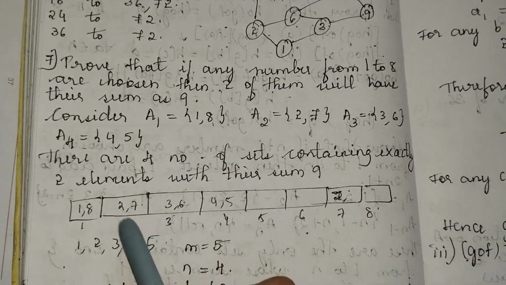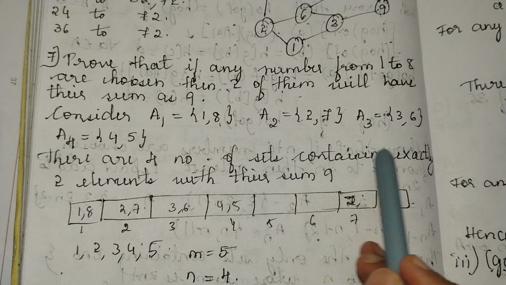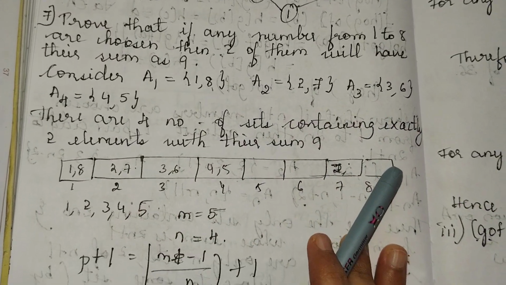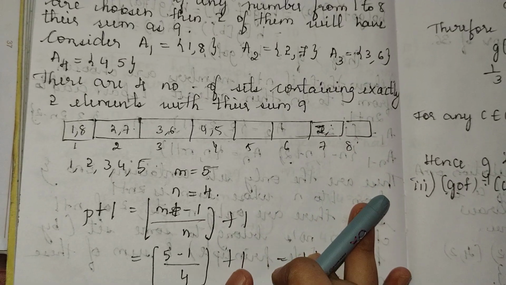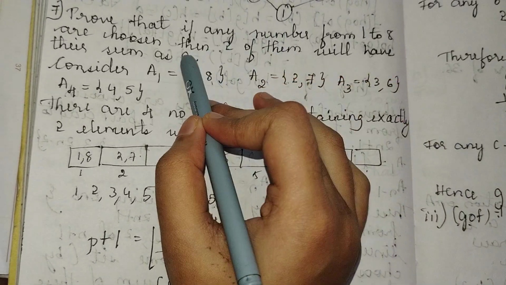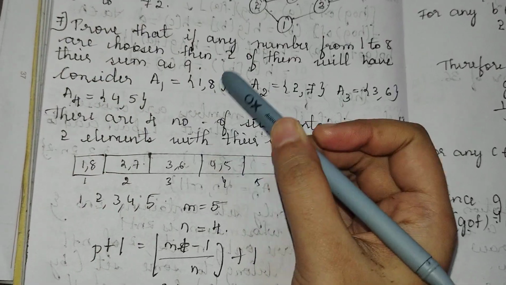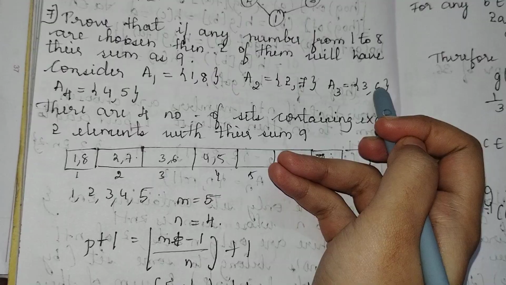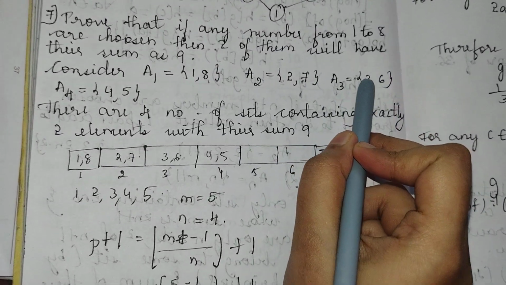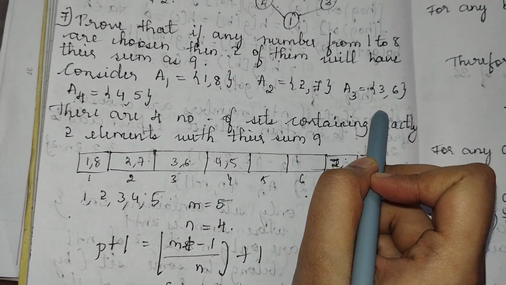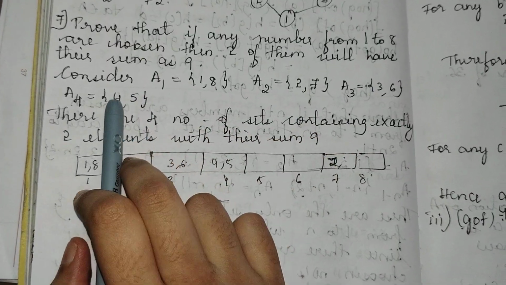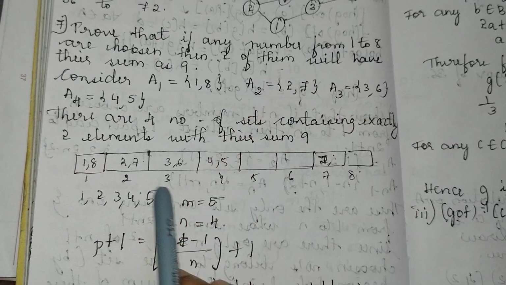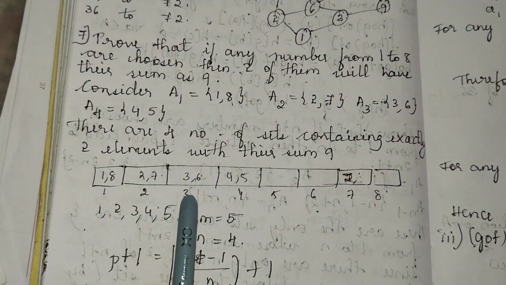For that what we have to do? There are 4 sets containing exactly 2 elements with their sum 9. Right. Now you understand how many numbers we used to make 9. It is 1, 2, 3, 4 and 5. Why 5? See, 6 is divisible by 3, right? So we'll consider only 1. Similarly here also 4 is divisible by 2, so we'll consider that to be belonging to that number only. So 1, 2, 3, 4, 5 are the possible things.